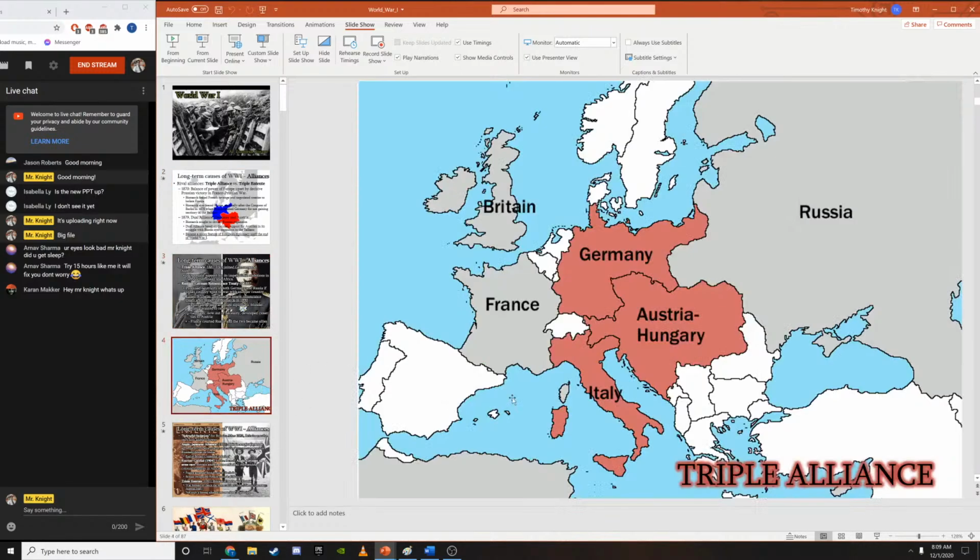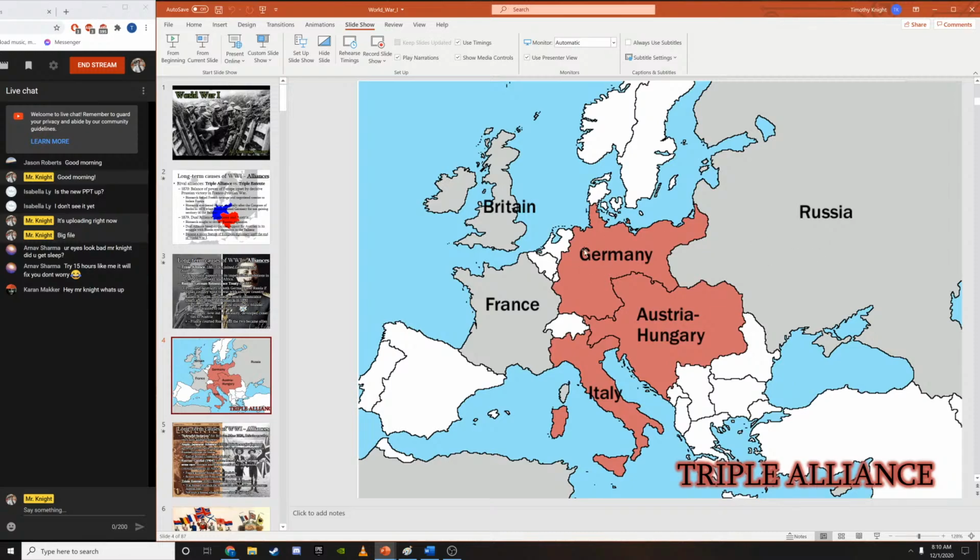So now we see the Triple Alliance, which is Germany, Austria-Hungary. So Austria-Hungary was a dual monarchy. That's why it has two names. So Austria-Hungary was the actual title of it, okay? Austria-Hungary, and then Italy, all right? Germany, Austria-Hungary, Italy are in the Triple Alliance, all right? Britain, France, and Russia over here are in what's known as the Triple Entente, all right?